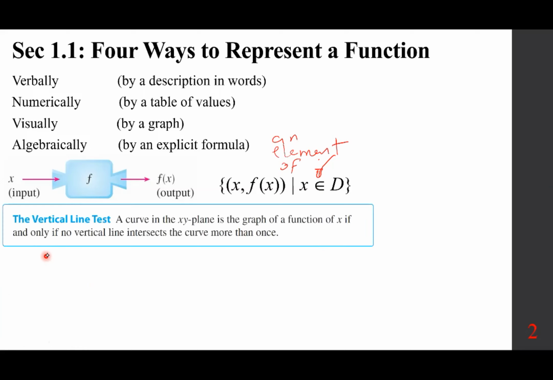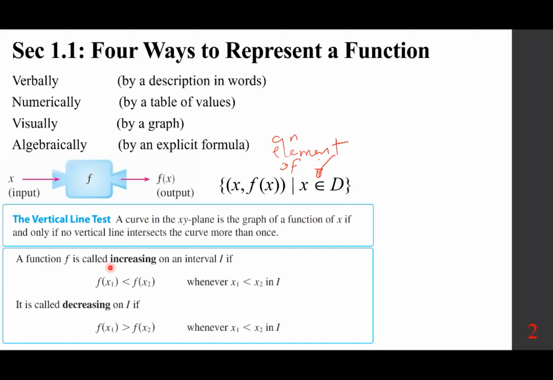When we deal with functions, we also deal with the VLT, vertical line test. A curve in the xy plane is the graph of a function of x if and only if no vertical line intersects the curve more than once.